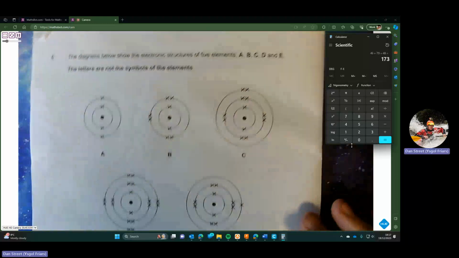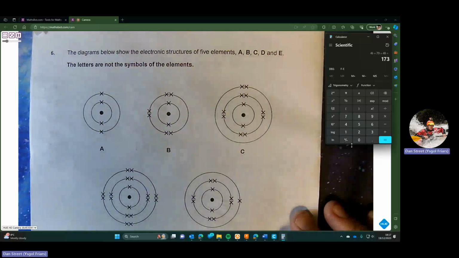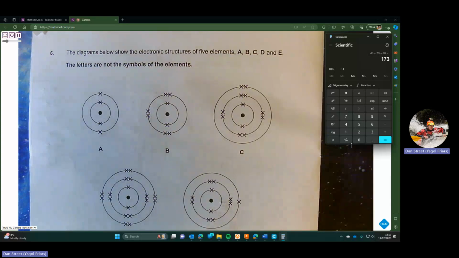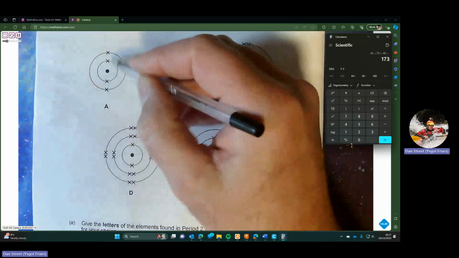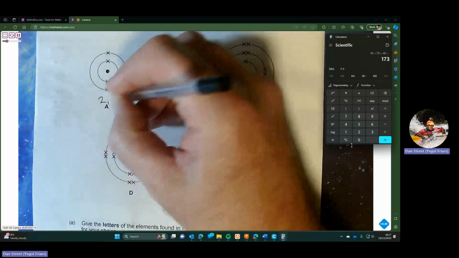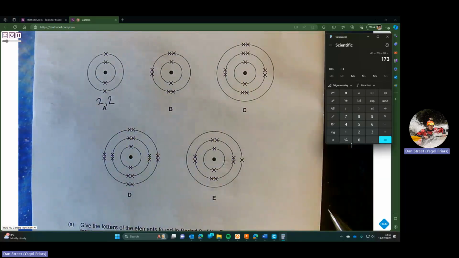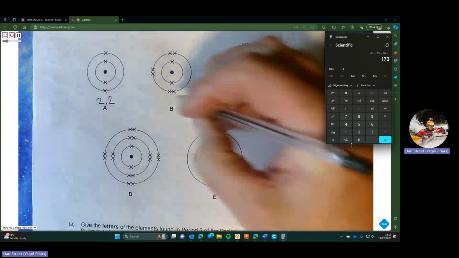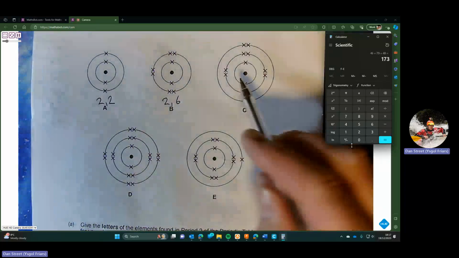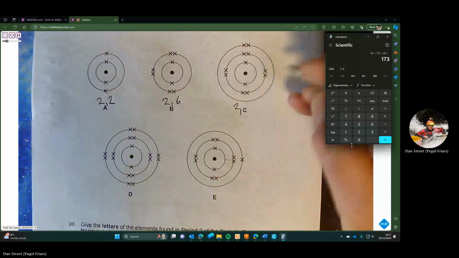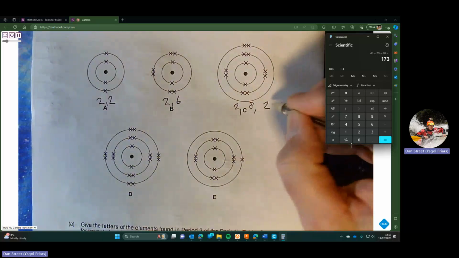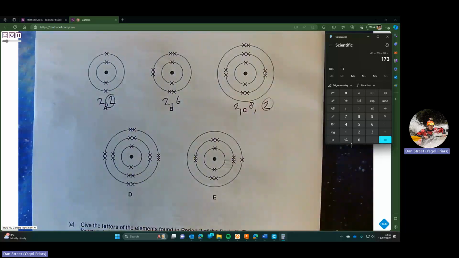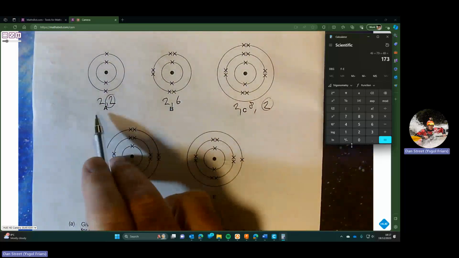Okay, number 6. So the diagrams below show the electronic structure of 5 elements, A, B, C, D, and E. The letters are not the symbols of the elements again. Okay, so there's a variety of different configurations. So this one is 2 in the first shell, 2 in the second. So we might want to write that as 2, 2, just to practice, and it might come in handy. This one has got 2 in the first shell and 6 in the second, so 2, 6. This one has got 2 in the first, 8 in the second, and 2 in the third. Okay, so you'll notice that that one and that one have got the same number of electrons in their outer shell. These two have got the same number of shells.